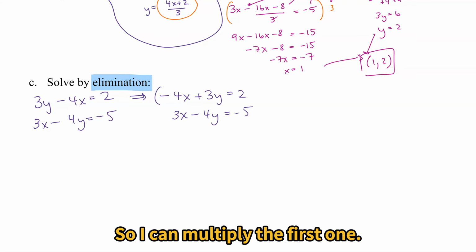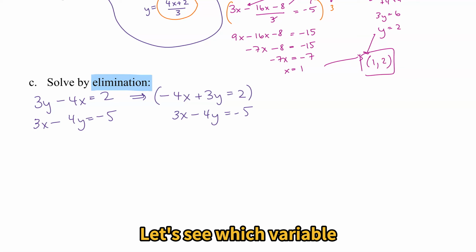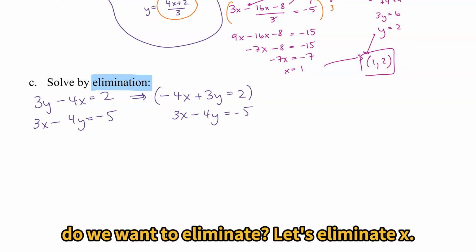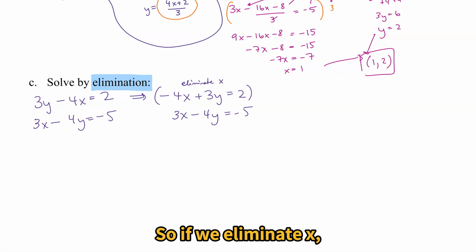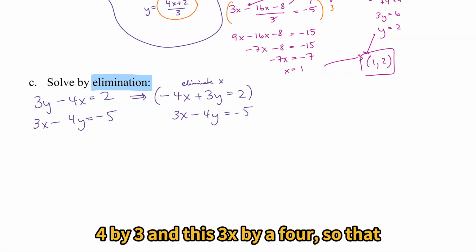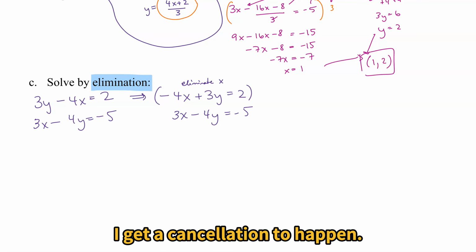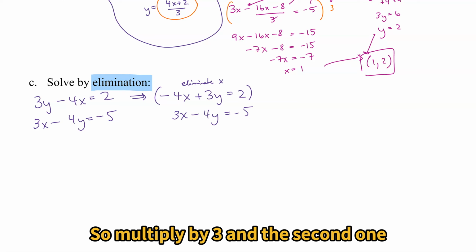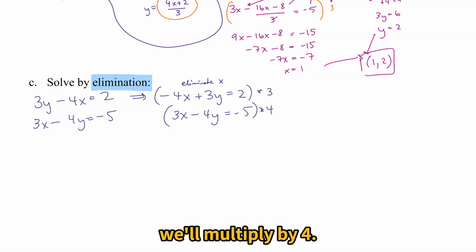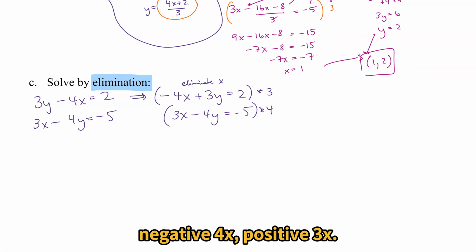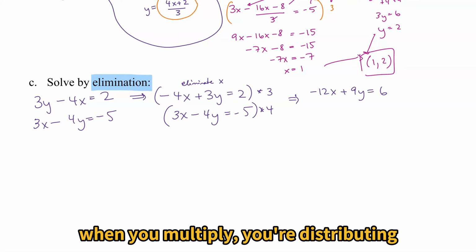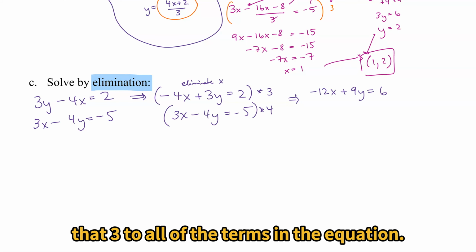So I can multiply the first one. Let's see, which variable do we want to eliminate? Let's eliminate x. Remember, we have to make a decision which one we want to eliminate. So if we eliminate x, I want to multiply that 4 by a 3 and this 3x by a 4 so that when I add them together, I get a cancellation to happen. So multiply by 3, and the second one will multiply by 4. We already have opposite signs, negative 4x, positive 3x.